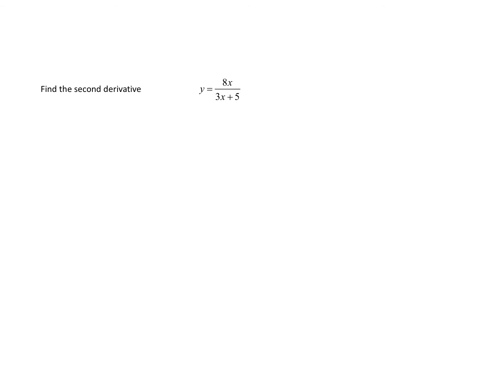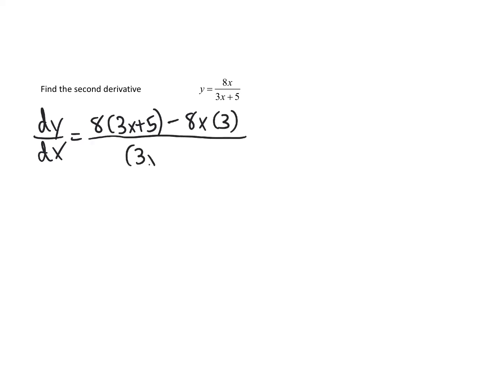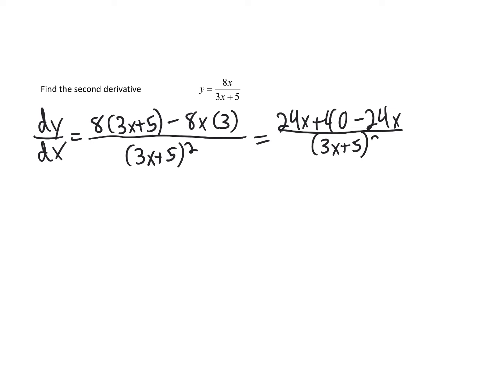Again, we're going to find the second derivative. To find the first derivative, we're going to use the quotient rule. So derivative of the top, bottom, minus the top, derivative of the bottom, over the bottom, squared. And simplify the top, giving us 24x plus 40 minus 24x over 3x plus 5, which is the same as 40 over 3x plus 5 squared.